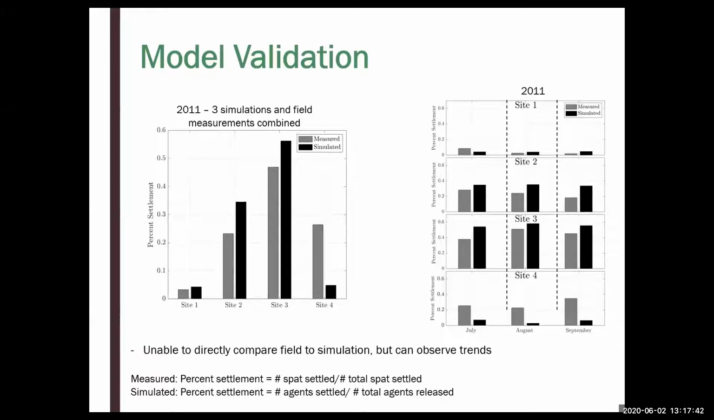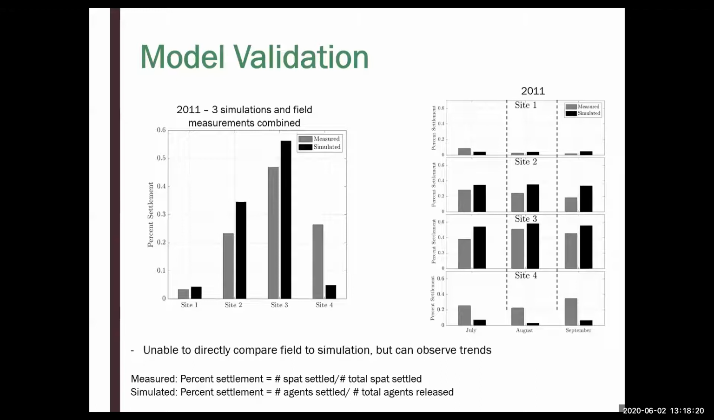So if we first look at this left figure, it's important to note that the data shown in this is actually a combination of those 3 simulations. So combined settlement, measured and simulated, because this kind of gives us a better idea of how well the model performs overall as opposed to within the individual simulations. So we have percent settlement on the y-axis. We have the different sites on the x-axis. Measured settlement is in gray, the simulated is in black.